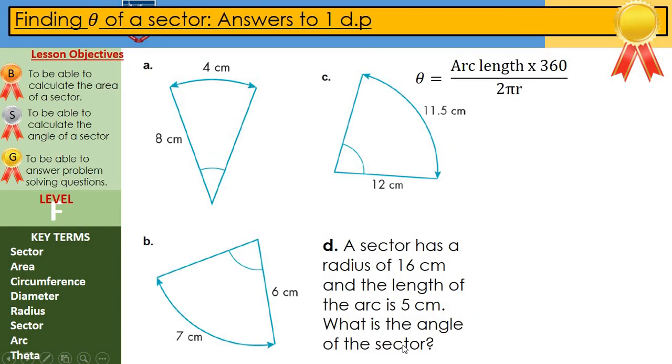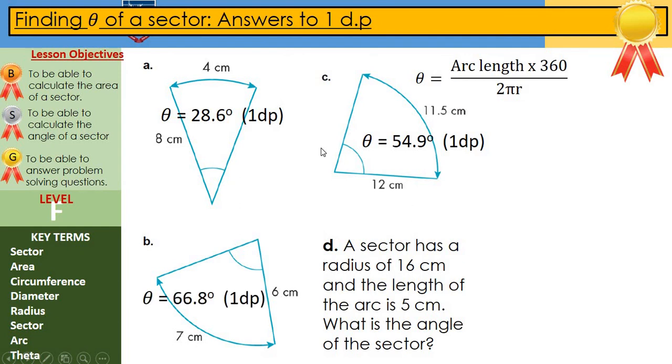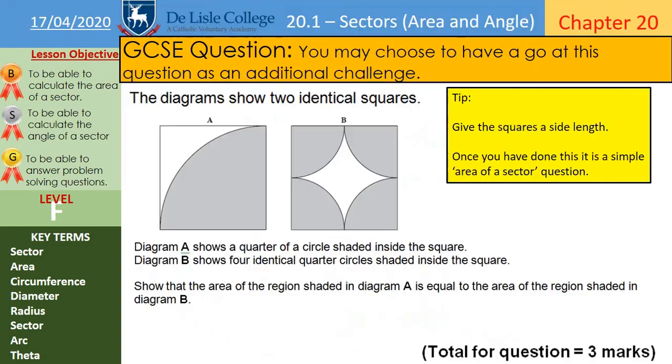Lovely. If you could have a go at these 4 questions, just be careful with D because it's a worded question. If it helps, you can draw out the diagram to support you. But please pause the video as you answer these questions. Look, you need to write your answers to 1 decimal place and then we'll go through the answers together. Well done. So for A, you should have 28.6 degrees. For C, sorry, it's in a funny order. For C, 54.9 degrees. For B, 66.8 degrees. And for D, 91.7 degrees.